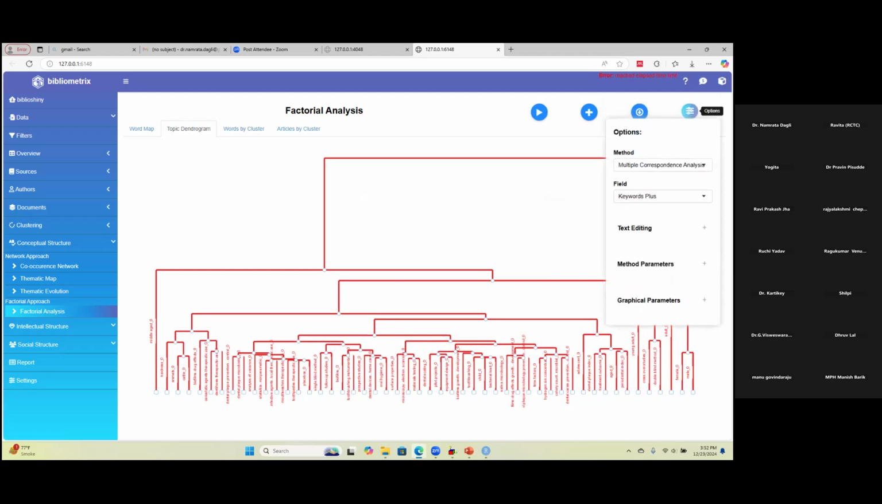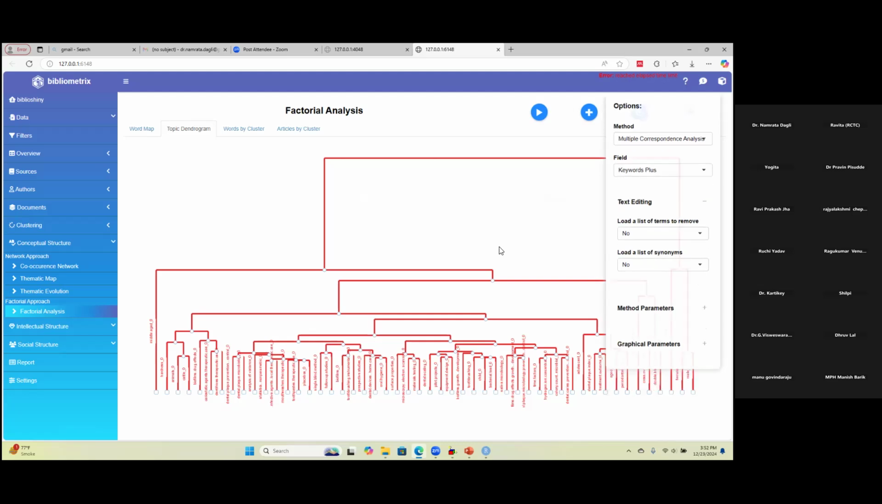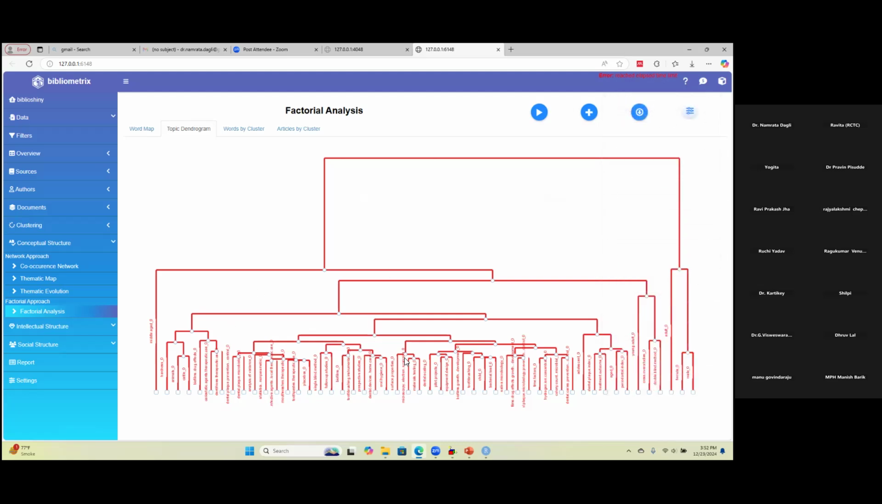From here, we can do text editing and filter data. If we don't want certain terms like animals or whatever, we can upload the file here, load a list of terms to remove, and those terms will be excluded. So we have to make our graphs more relevant by excluding terms that are not contributing to our result synthesis.